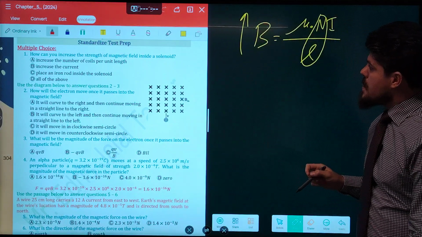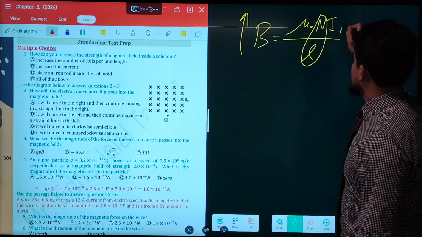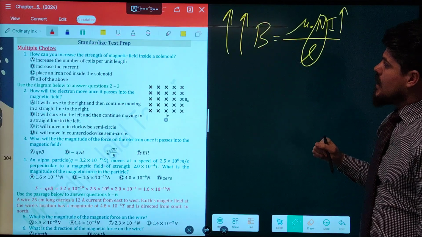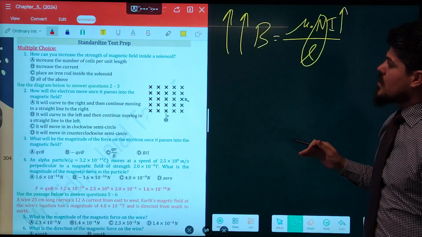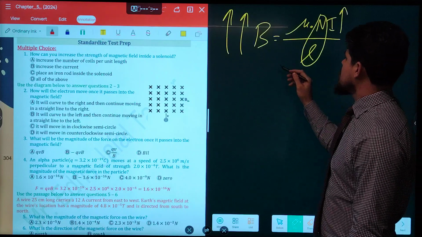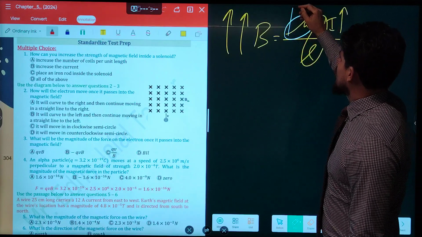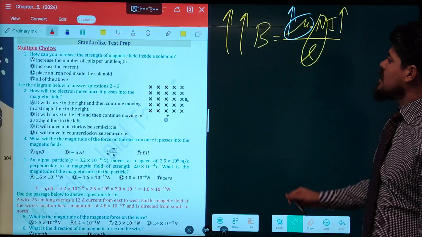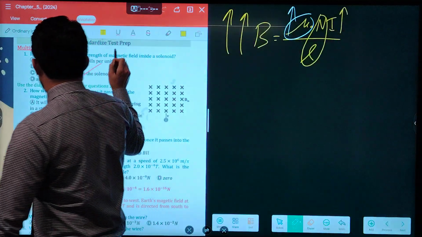Yes, of course. B, increasing current. By increasing current, the field also increases? Yes, absolutely. C, place an iron rod inside the solenoid? Of course, because by inserting an iron rod, the permeability increases. All of the above? Yes, all of the above are correct.